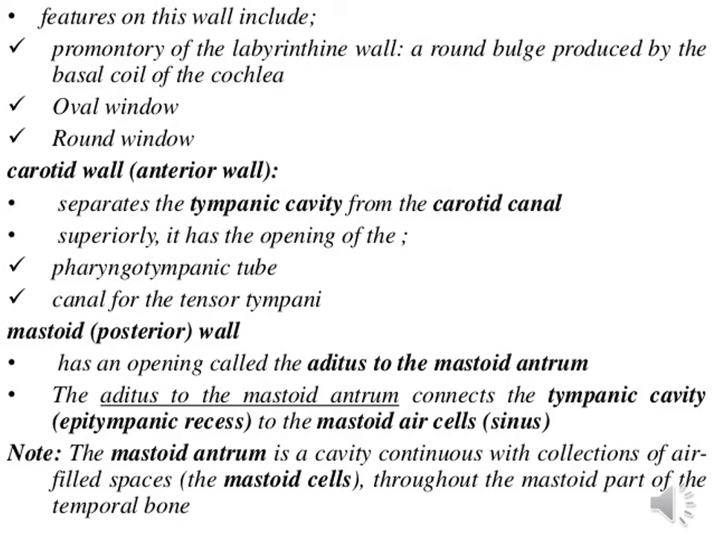The carotid wall, the anterior wall, separates the tympanic cavity from the carotid canal. Superiorly, it has the opening of the pharyngotympanic tube and the canal for the tensor tympani. The last wall, the posterior wall, is the mastoid wall, which has an opening called the aditus to the mastoid antrum. The aditus to the mastoid antrum connects the tympanic cavity epitympanic recess to the mastoid air cells. Note, the mastoid antrum is a cavity continuous with a collection of air-filled spaces, called mastoid cells, throughout the mastoid part of the temporal bone.